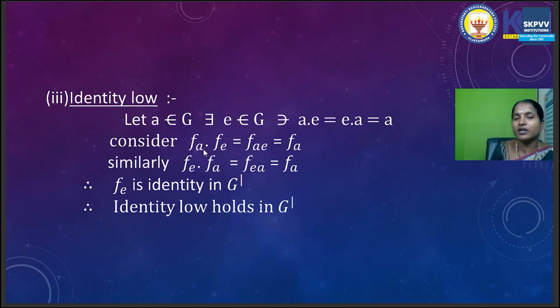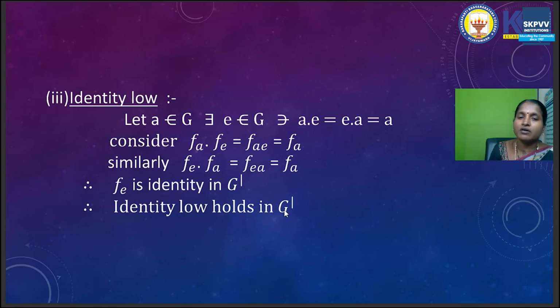Again we can apply the closure law, f of a·e. In this identity element, multiplying any element, we get the same element, so obviously you get f of a, f_a. Similarly we can write f_e ∘ f_a. Again applying the closure law, f of e·a. If e stands for the identity element, multiplying any element with the identity element gives the same f of a. So f_e is the identity in G dash. So the identity law holds in G dash.